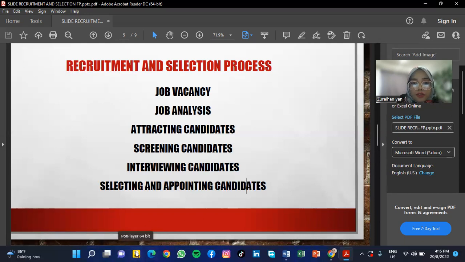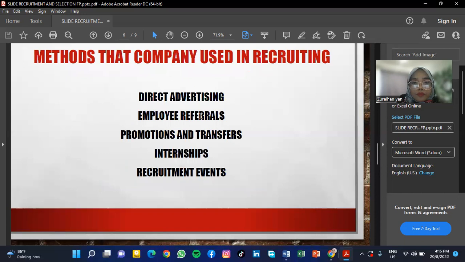Okay, and then the next one is the methods that the company uses in recruitment. Direct advertising.